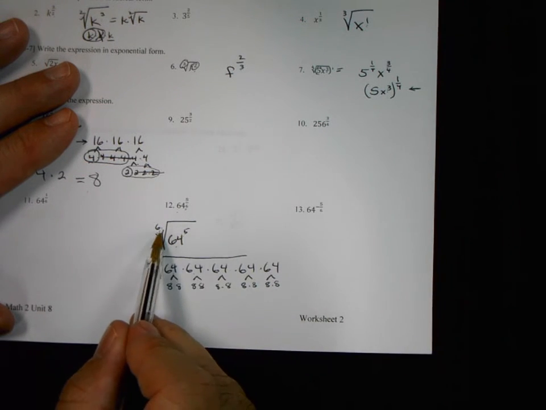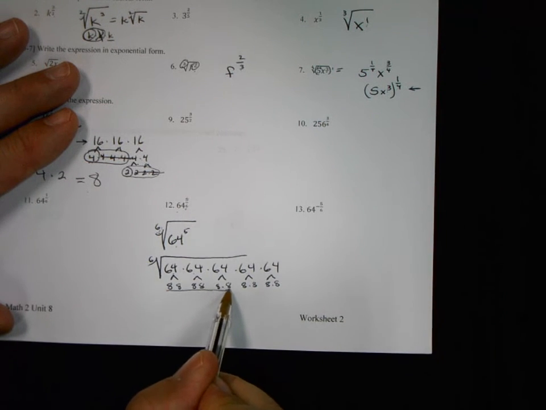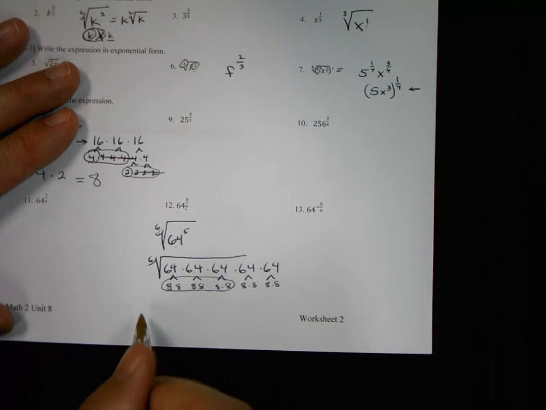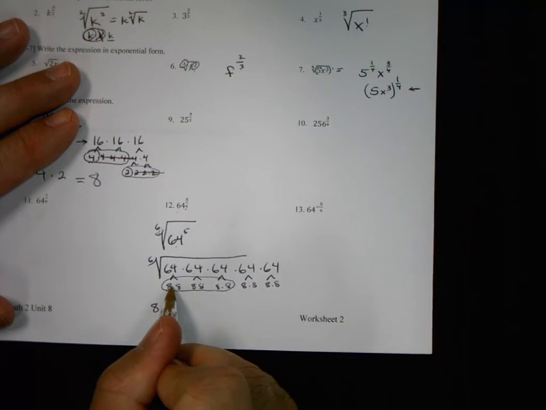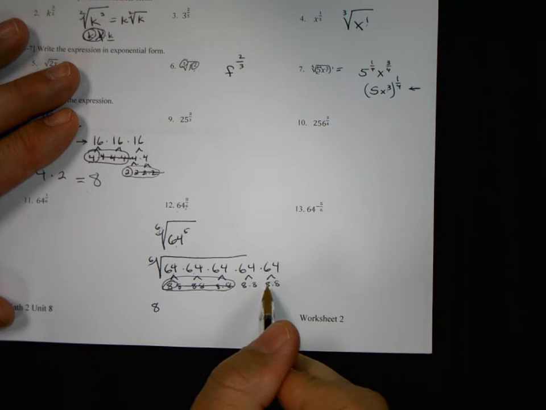All right, so I'm looking for 6. So 1, 2, 3, 4, 5, 6. That'll get just one out. Okay, got that guy out. These are all dead.